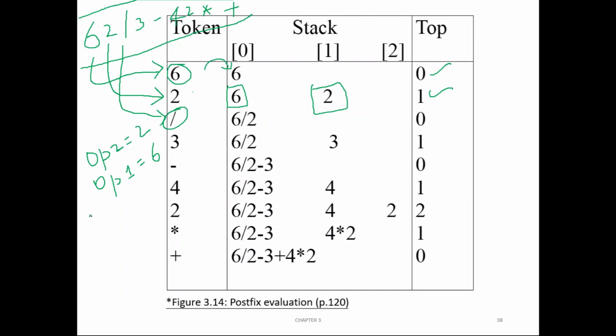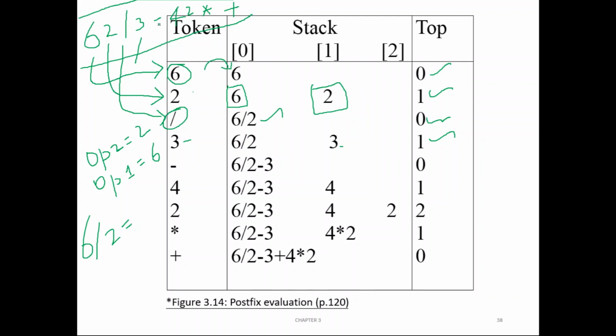So you do 6 by 2, and whatever result you get, you push into the top of the stack. So now the top of the stack will be the result of 6 by 2, and the stack top pointer is going to point to the 0th location. Next, take the next token. What's the next token? 3. Is it operator or operand? Operand. Just push into the stack. So now the stack top is 1.